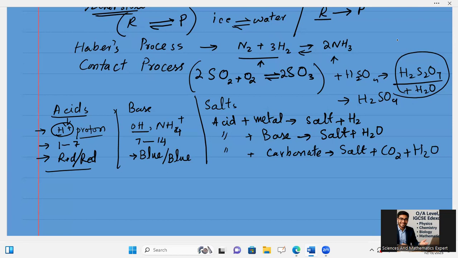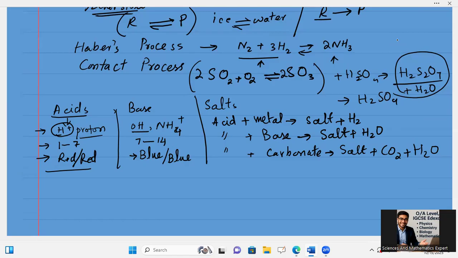Okay, these are the salt formations. Then preparation of salt should also be kept in mind, where you take acid plus metal, or acid plus base. Remember that for preparing a soluble salt, acid and alkali give salt and water. An insoluble salt is prepared when you take insoluble carbonates or insoluble bases.